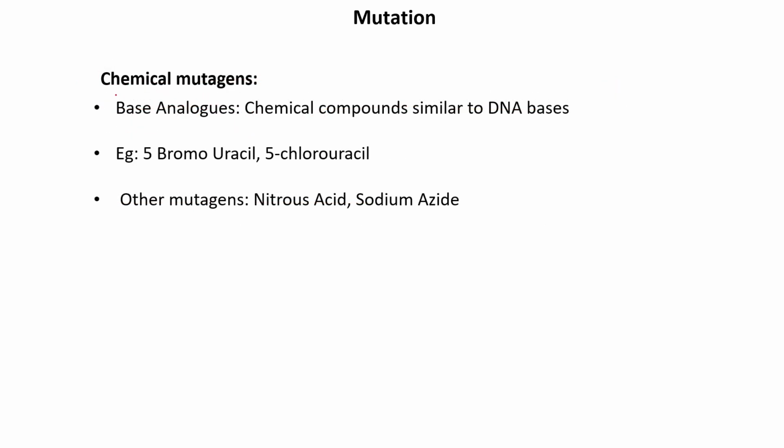Next, in this same category of chemical mutagens, comes the base analog. It has a chemical composition similar to the DNA bases, right? We have the different nitrogenous bases in the DNA, and base analogs are similar to those nitrogenous bases, like 5-bromouracil and 5-chlorouracil. These are two examples of base analogs. Other mutagens are nitrous acid and sodium azide. These are some of the very important chemical mutagens you must remember.